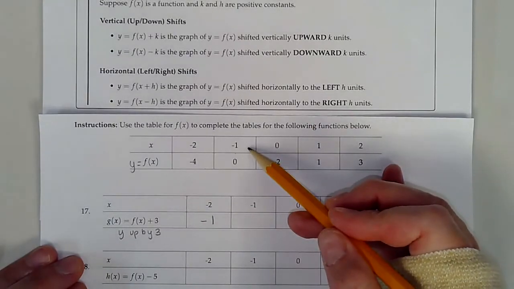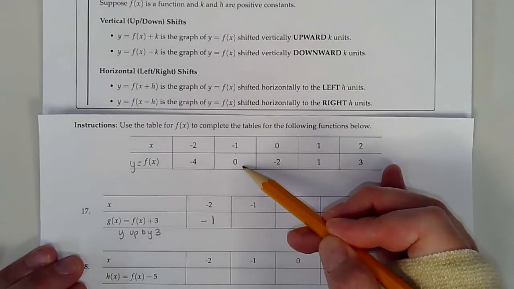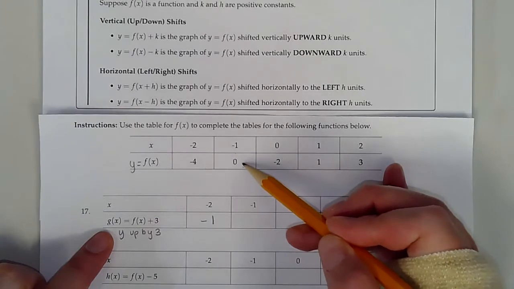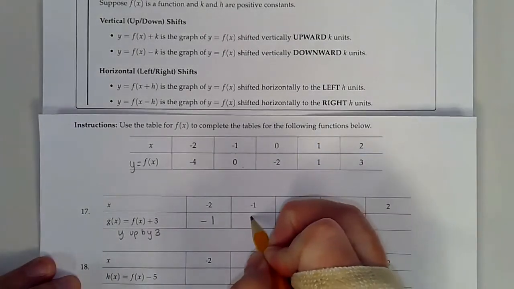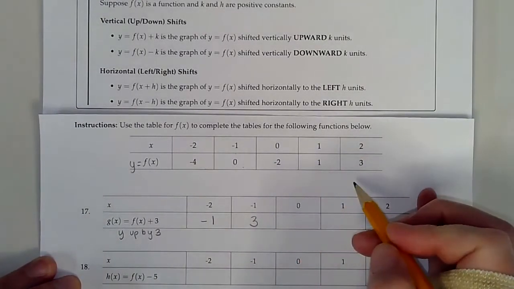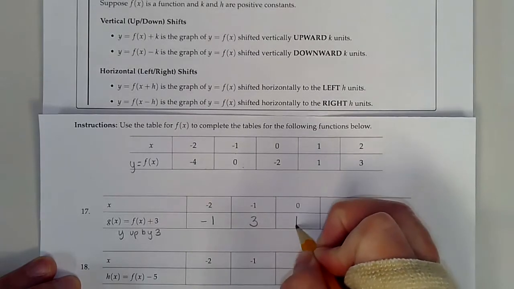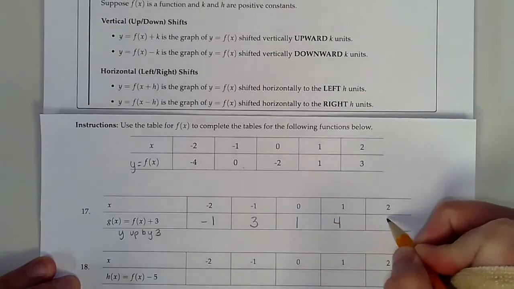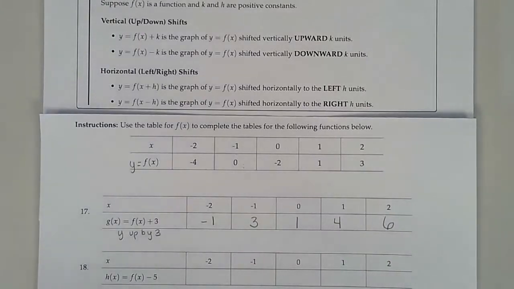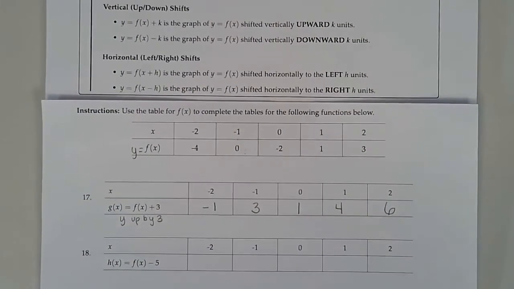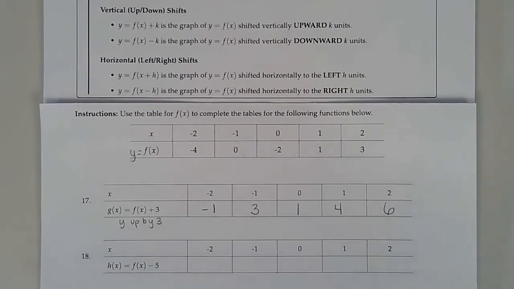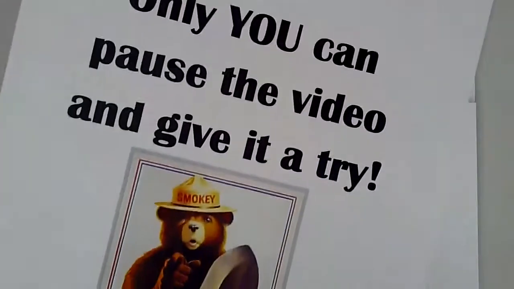When x was -1, with f of x, y was 0. For g of x, we need to add 3 to this. So we get 0 plus 3 is 3. If we keep going along with that, I'll have a 1, a 4, and a 6 here. All right. Number 18, h of x is equal to f of x minus 5. So this is another vertical shift. Go ahead and pause the video quick and see if you can work those out.